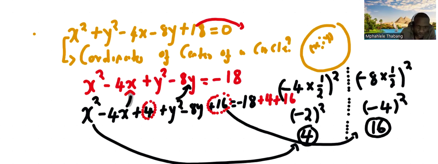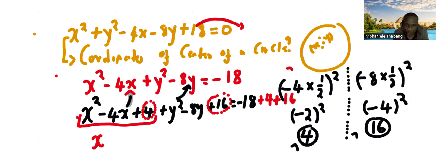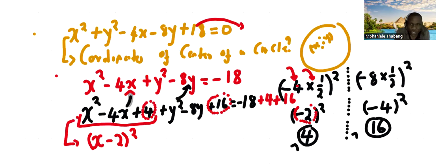Okay, now let's continue. We now say this expression, x squared minus 4x plus 4, can be factorized. And how do you factorize it? Watch out. You write x. If you look at the coefficient of x, it was negative 4. And what were we doing to the number before it? We were multiplying it by half. Negative 4 times half is negative 2. You use this negative 2 to factorize, and then you square. So the correct factor is x minus 2 squared, which is x minus 2 times x minus 2.